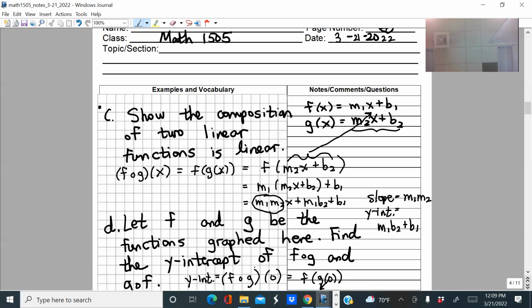You know, for composition, you need two functions. Or for arithmetic, you need two functions. But for inverse, it's just a single function, and you create what's called the inverse of that function. All right. Okay, so we'll work on that next time.